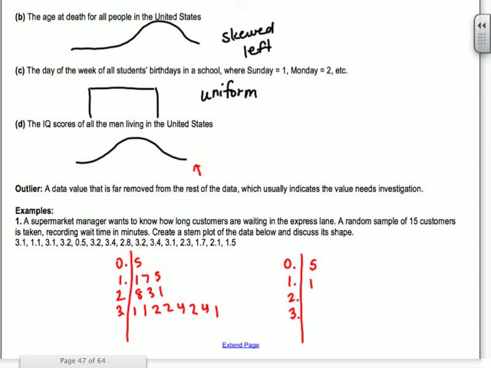Two, we have 831, so we need 138. Three, we have 1, 1. We have another 1 at the end. We have three 2s, 2, 2, 4, 4.